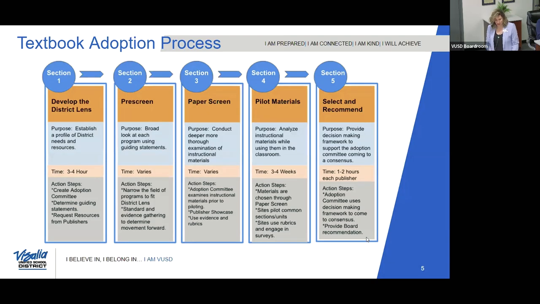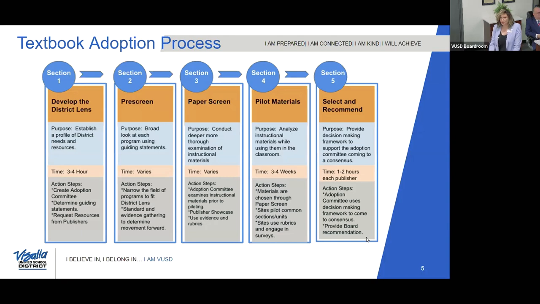So this slide we bring to you every time we go through an adoption process. This is the process that the teaching and learning department follows. We begin by creating an adoption committee that is composed of teachers, district staff, and other leadership. With that district lens, we begin by developing a district lens using the California state teaching frameworks, the state standards, as well as our priority standards to identify what types of programs we're looking for through an adoption. We send out what's called a request for quote to take out any bias in programs that come in for review. When the programs come in for review, we undergo a paper screening to refine down what programs align with the lens that the district developed.